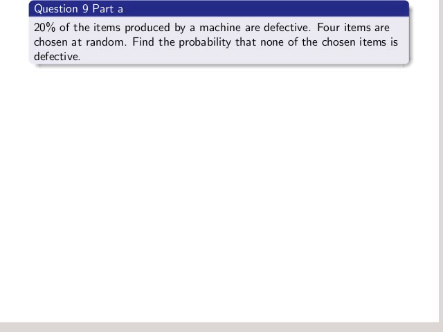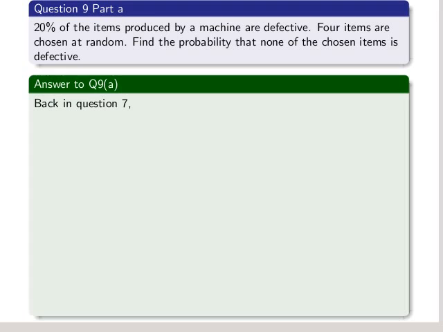Part A. 20% of the items produced by a machine are defective. 4 items are chosen at random. Find the probability that none of the chosen items is defective.